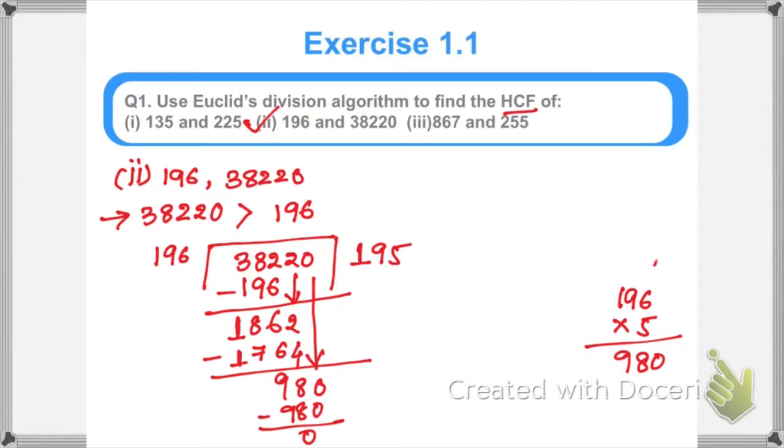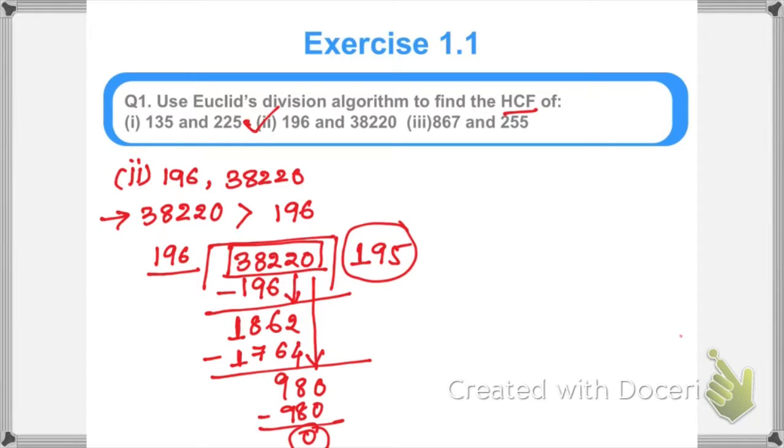Erasing this rough work. Okay, so since here we got the remainder as 0, we don't need to perform any other further division. So here the divisor was 196 and the dividend was 38220. Quotient we got 195 and remainder is 0.